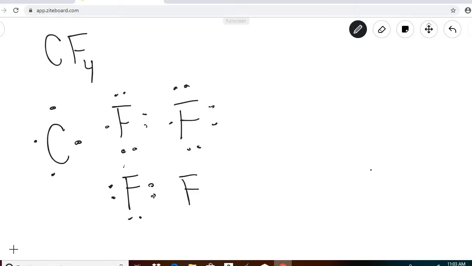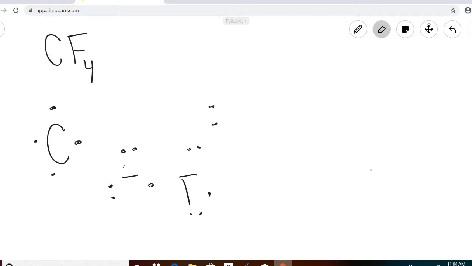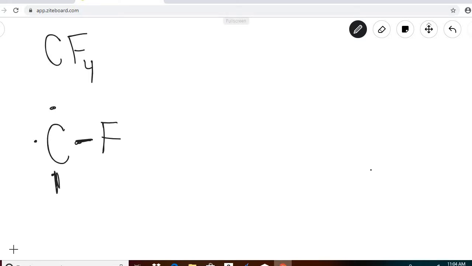Maybe you can start to see that carbon has 4 unpaired electrons and each fluorine has an unpaired electron. So each unpaired electron on a fluorine would match up with an unpaired electron on the carbon. And we'll draw those lines to indicate that the 2 electrons are shared. So that would be the Lewis structure for CF4.